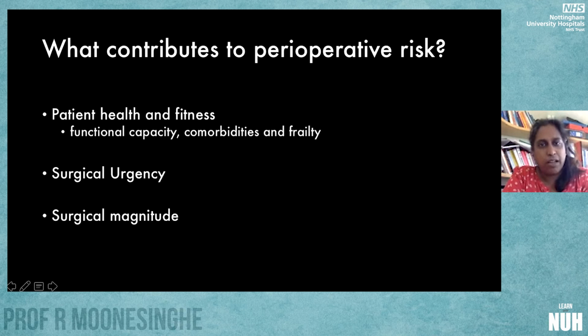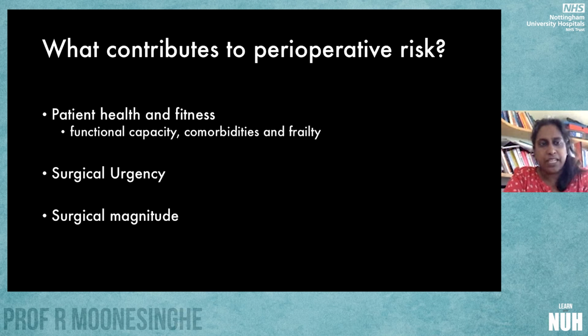So first of all, what contributes to perioperative risk? And it's these three things, I think. The patient's health and fitness, their surgical urgency, and the surgical magnitude. So an unfit patient having a small operation will probably do okay. A fit patient having a big operation may have a higher risk. We all know that. That's intuitive.